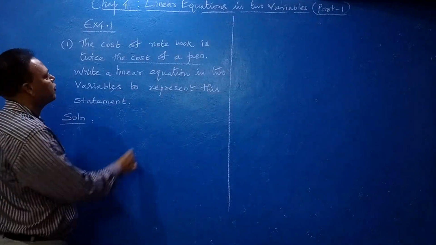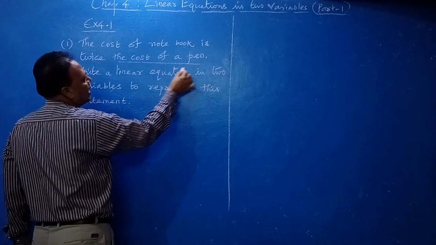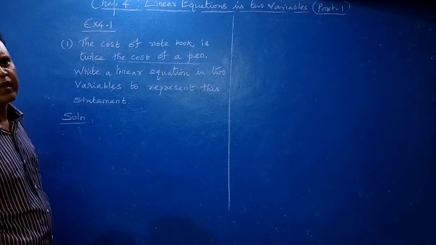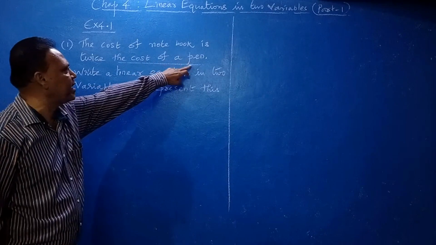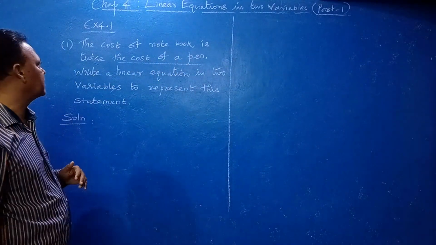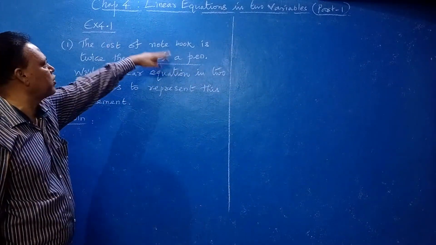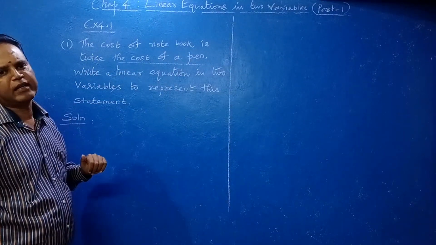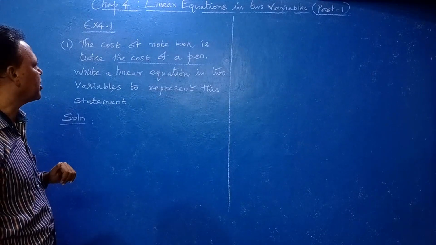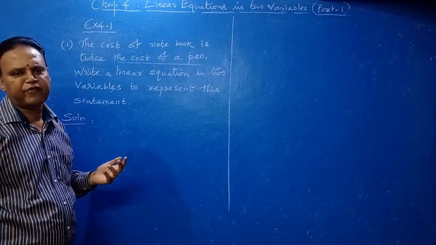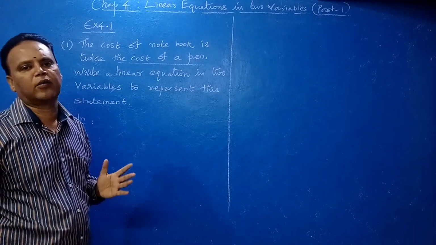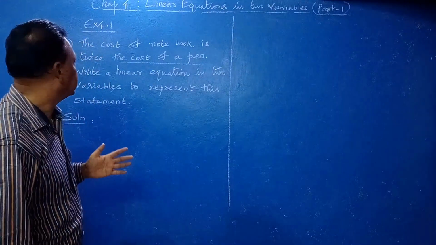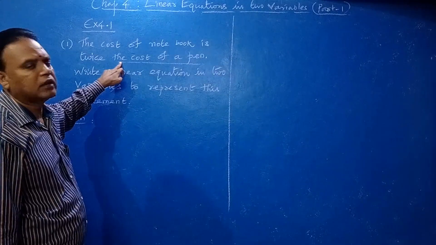If you keep the unknown as x, let the cost of a pen be x, then the cost of a notebook you can easily find out, equal to twice the cost of a pen. That means 2x. Here y equal to 2x. Easily we can find out. So you have to read the problem correctly, then you have to assume the unknown.